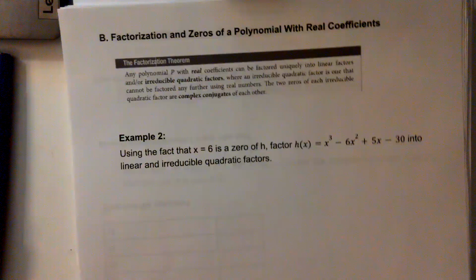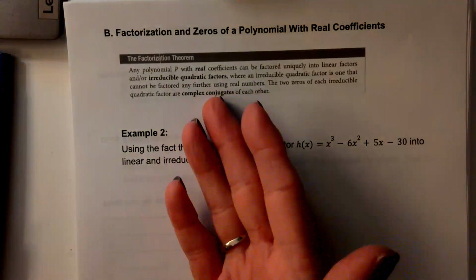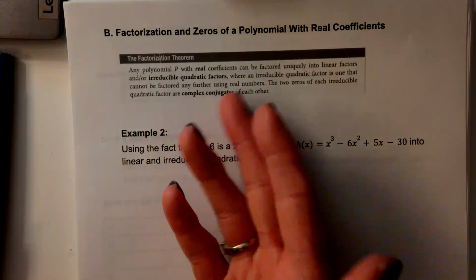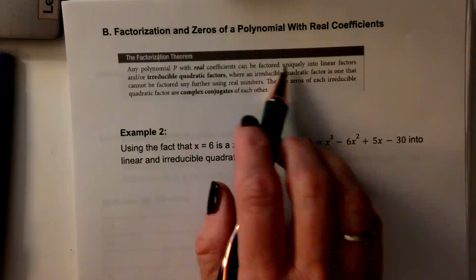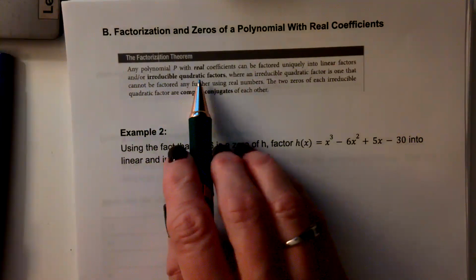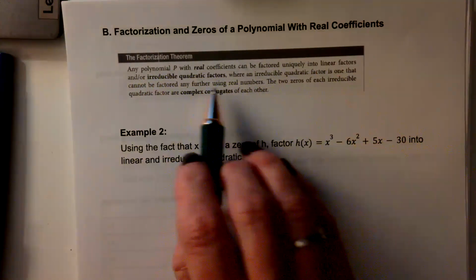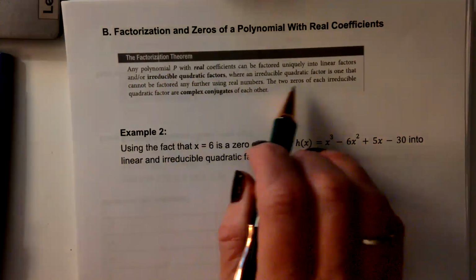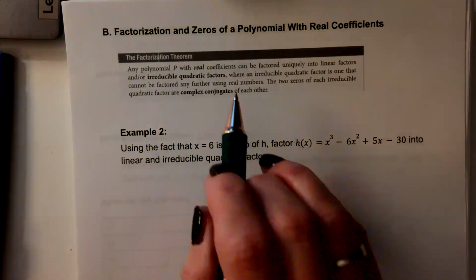And this just talks about the factorization theorem, which says that any polynomial p with real coefficients can be factored uniquely into linear factors and/or irreducible quadratic factors, where an irreducible quadratic factor is one that cannot be factored any further using real numbers. The two zeros of each irreducible quadratic factor are complex conjugates of each other.